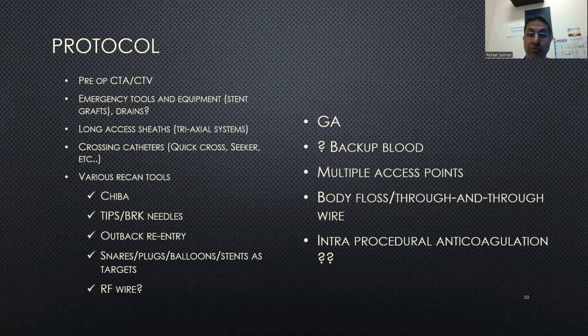Drains: you have to involve the cardiac surgery, or you have to be familiar with pericardiocentesis to place a drain if there is a cardiac tamponade resulting from a hematoma or perforation. You need long access sheaths, large bore sheaths. Best would be a triaxial system.